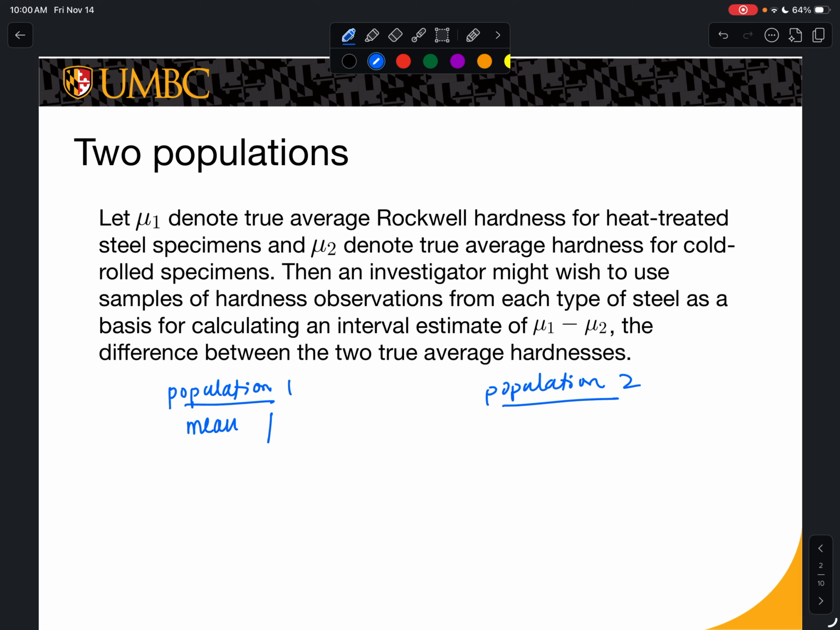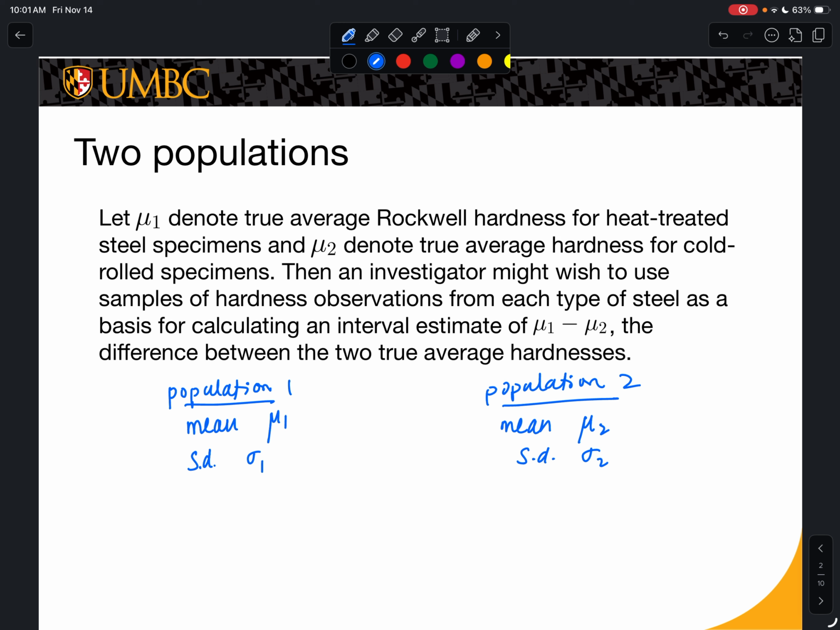So the mean in the first population, I'm going to call mu1, and the standard deviation in the first population, I'm going to call sigma 1. And then in population 2, you can guess it's going to be mu2, and the standard deviation is going to be sigma 2. These are the unknown population quantities that are called these letters.